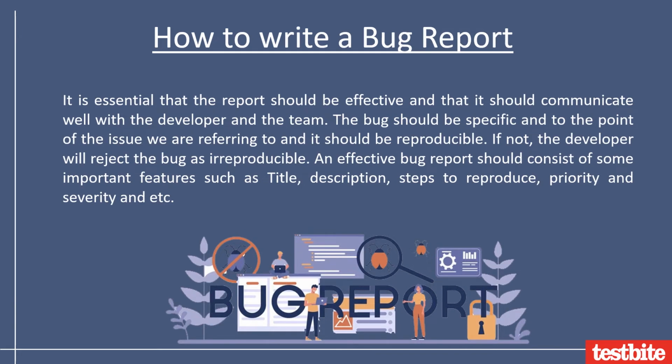It is essential that the report should be effective, and it should communicate well with the developer and the team. The bug should be specific and to the point of the issue we are referring to, and it should be reproducible. If not, the developer will reject the bug as it's irreproducible. An effective bug report should consist of some important features such as title, description, steps to reproduce, priority and severity, and so on. Let's look at the features more in detail.